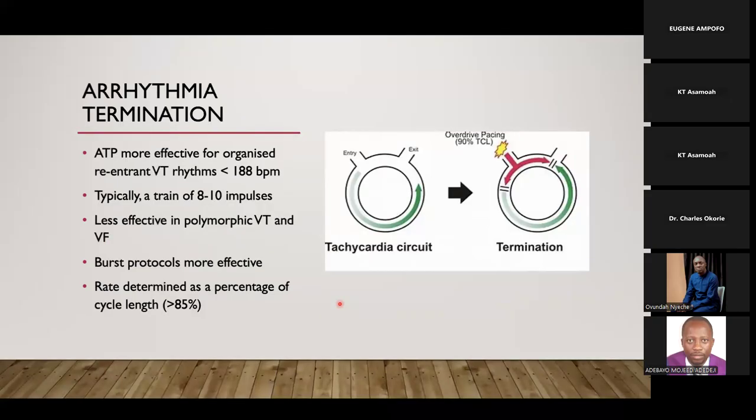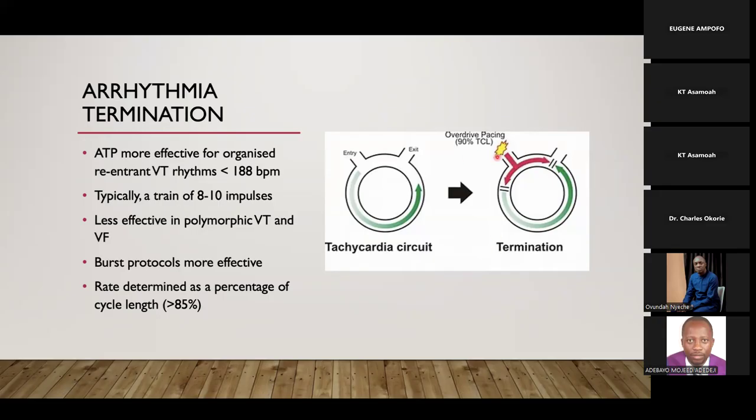So anti-tachycardia pacing is much more effective for organized reentrant ventricular tachycardia rhythms. So it's best used for patients who have monomorphic ventricular arrhythmias. It's most effective with rates lower than 188, but still maintains effectiveness up to rates of about 240 to 250 beats per minute. And typically it's a train of 8 to 10 impulses. So the device fires 8 to 10 consecutive impulses at that fast rate.